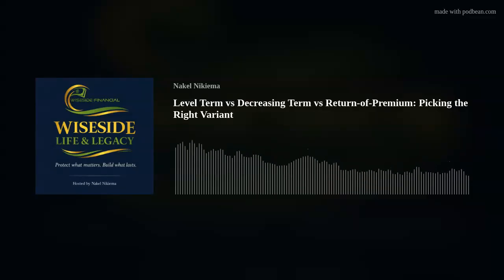You pay less for the insurance, and you keep control of the money you would have spent on the ROP rider. But return of premium does have a real advantage, and it's not just numbers. It's psychological. A lot of people buy term insurance, outlive the term, and then feel a strange kind of frustration. They'll say, I paid all that money and got nothing.